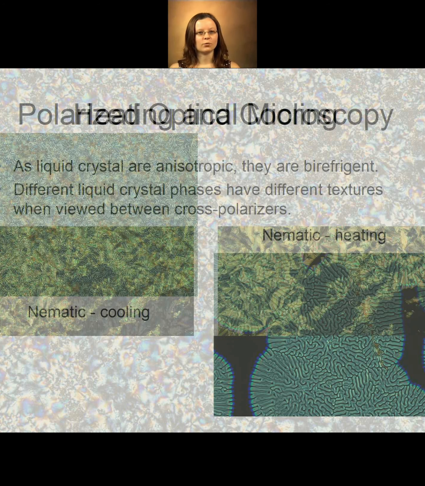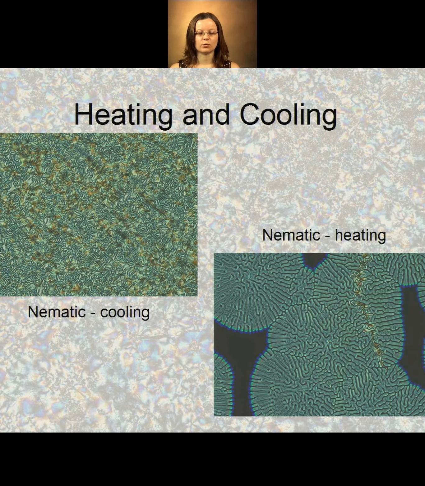One thing to note, though, is that one liquid crystal phase can display more than one texture. Here you can see the nematic phase for the same material less than 1 degree apart. On cooling, the nematic phase has a ribbon-like texture, whereas on heating, it has a brain texture. The fact that some phases display more than one texture, and that sometimes there are very subtle differences in textures, make it hard to always determine when a phase transition occurs.